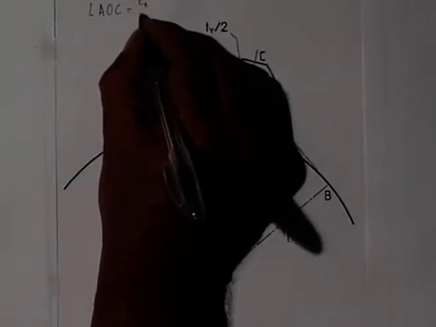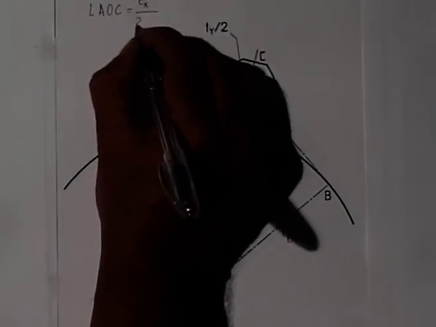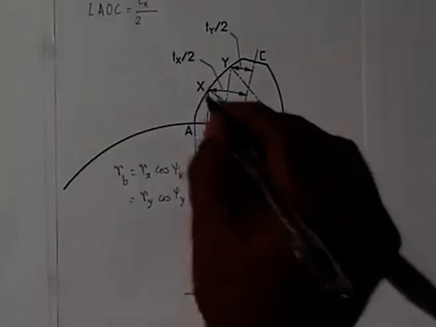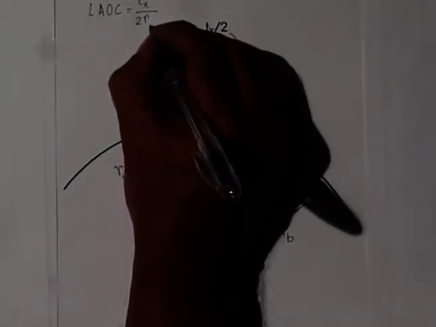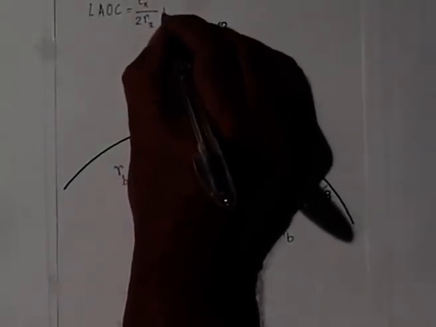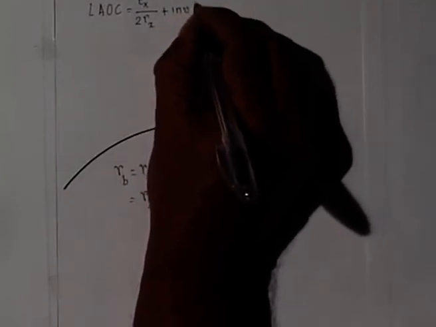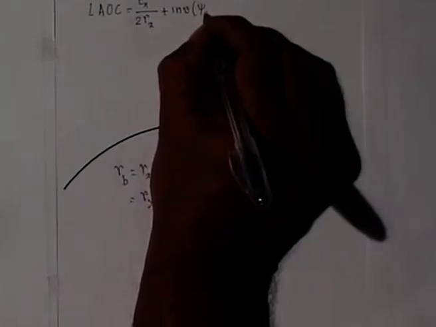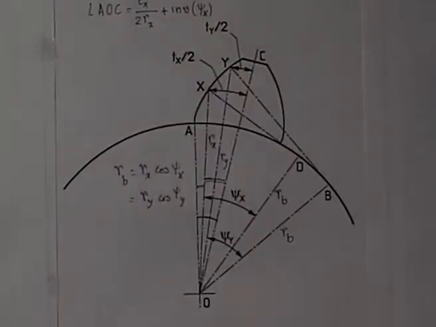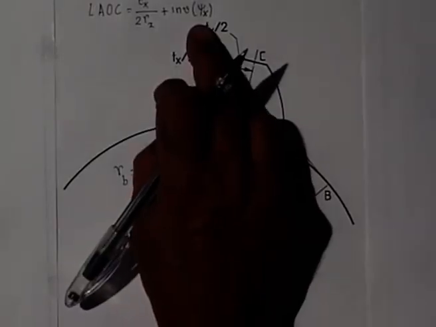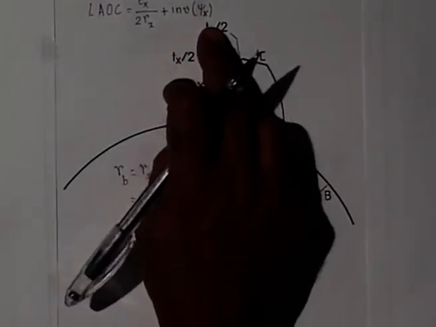So, angle AOC is nothing but Tx by 2 divided by OX, which is Rx, plus involute function of psi x. And if you remember, involute function is tan psi x minus psi x. Involute of psi x is tan psi x minus psi x.